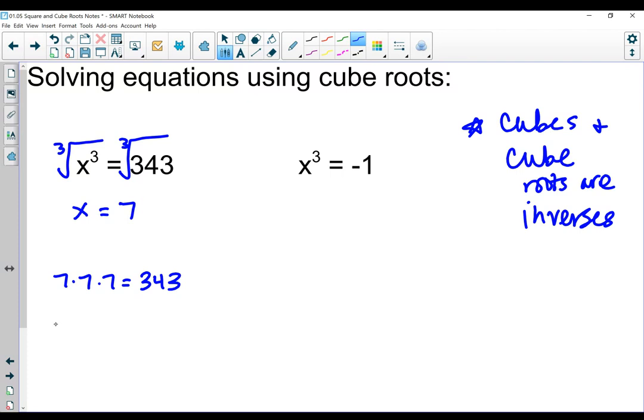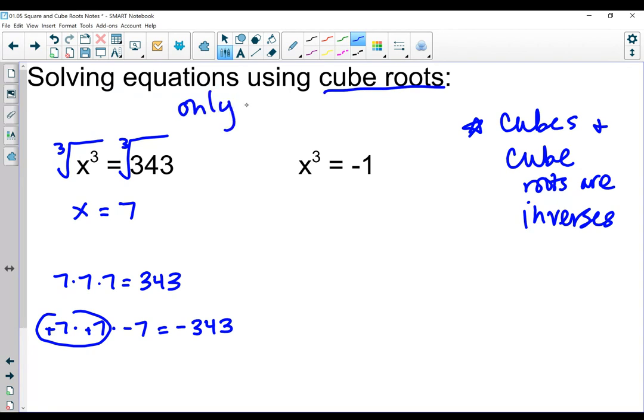Now let's think about a negative 7 times a negative 7 times a negative 7. 2 negatives would make a positive, times another negative would equal a negative. So on this one, I cannot have more than one answer. If I was to multiply a negative 7 3 times, I would get negative 343. So for cube roots, there's going to be only one answer. And I can have negative or positive.